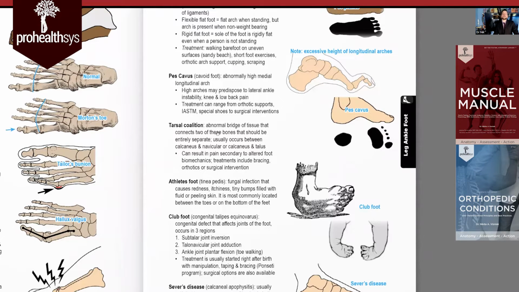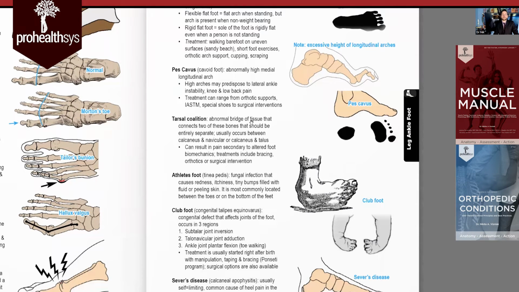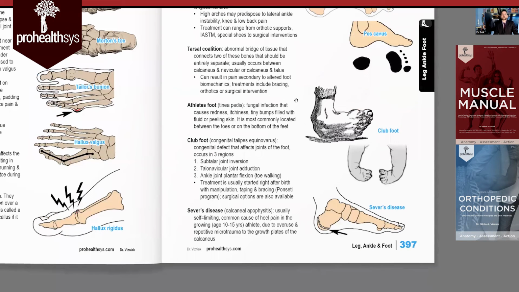Tarsal coalition is something just to be aware of on your radar. A number of people, I don't have the exact stats on this, will have areas where the tarsals have actually fused together. So they're not always separate structures. So instead of having 7 tarsals, you might have 6 tarsals when they grow together. Athlete's foot is a fungal infection of the foot. And usually you're dealing with that with topical powders and different things like this.